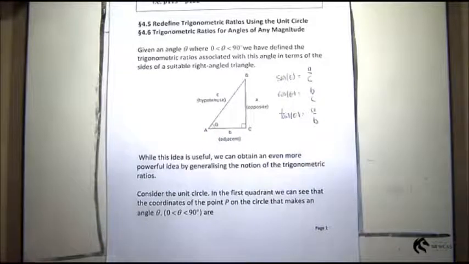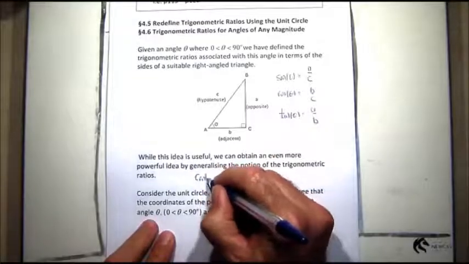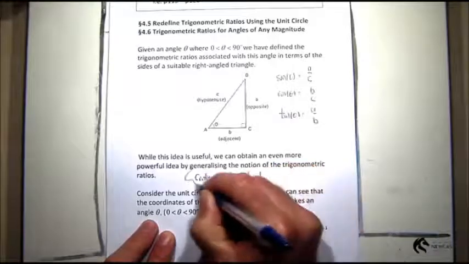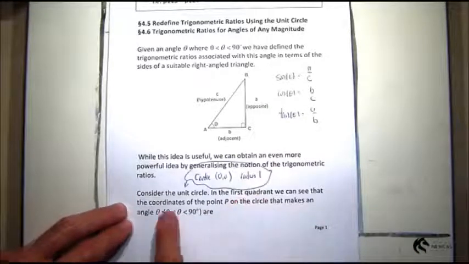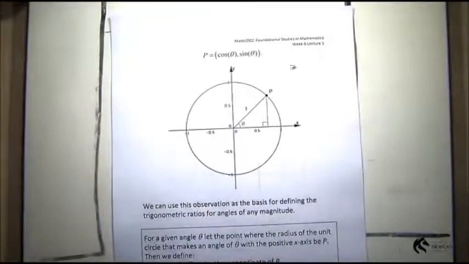So it says, consider the unit circle. By the unit circle, I mean the circle of centre origin, 0, 0, and radius 1. That's what I mean when I say the unit circle. And in the first quadrant, so let's move over. In the first quadrant, we see that the coordinates of a point P on the circle that makes an angle theta. So let's go through all of this. We need to define a few things first. Let's make sense of that sentence.